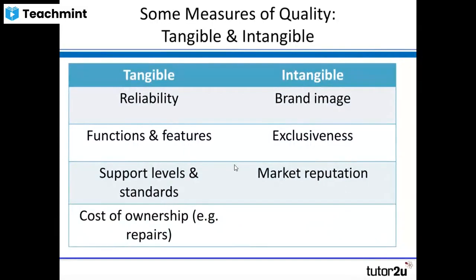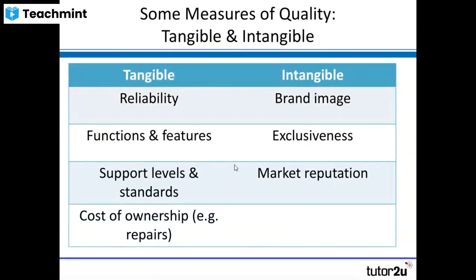Don't forget, when you buy a product, it's not just the price that you pay for the product, it's also the cost of ownership. For example, maintenance or repairs, insurance. So you've got to look at the overall cost to the consumer as part of a tangible measure of quality.